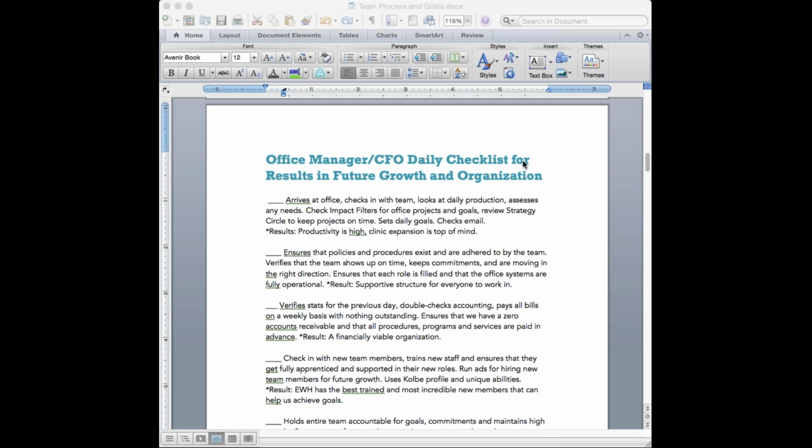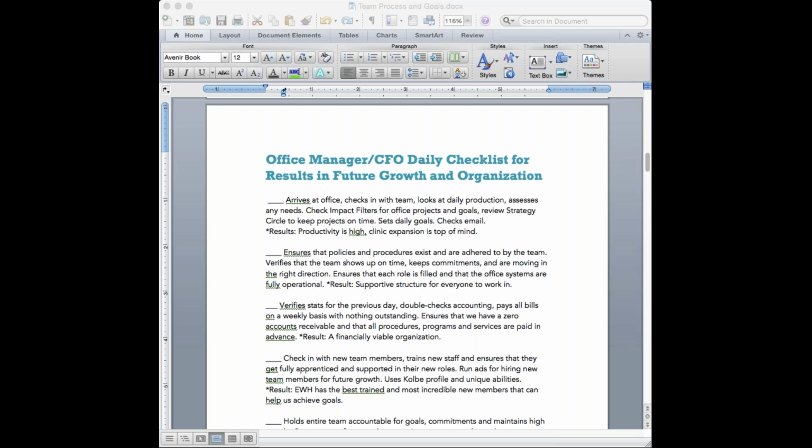All right, so you're going to check the impact filters. That's any projects that you're working on, different goals, and make sure that you're moving those forward. Obviously, you want to be setting daily goals and looking at how you're trending for the week and how you're trending for the month, so you can really set people up for everything there.